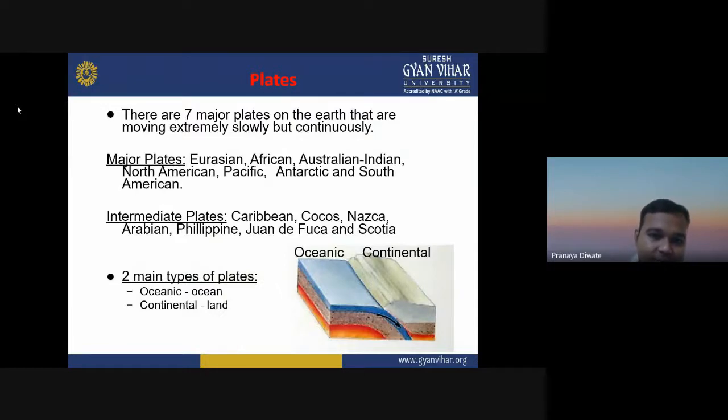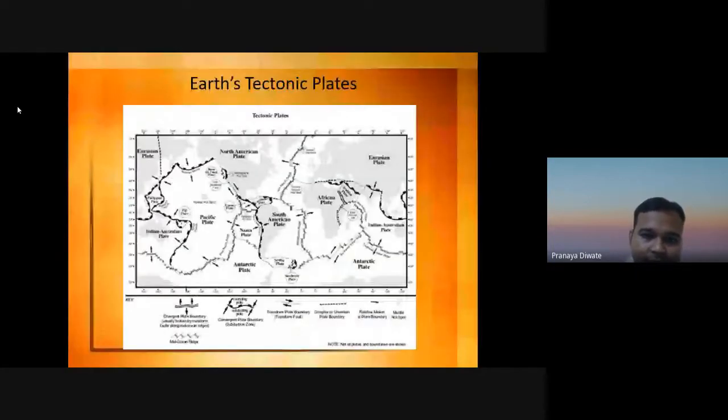So these are the different major plates we have. Then we have intermediate plates like Caribbean, Cocos, Nazca, Arabian, Philippines, and so on. These are the different kinds of plates we have. This is a picture which shows the earth's tectonic plate boundaries.